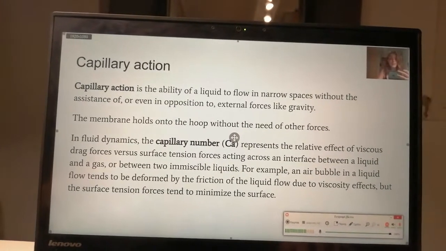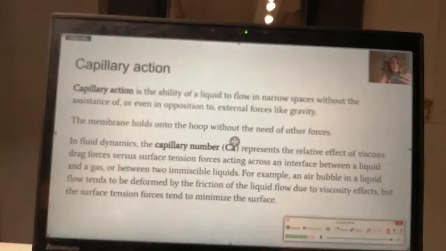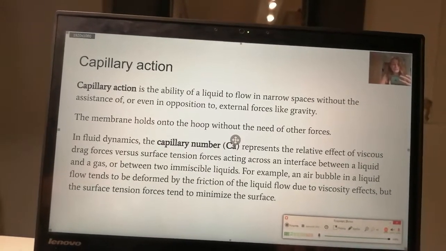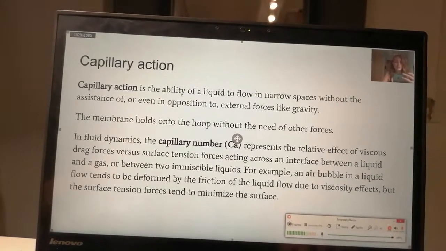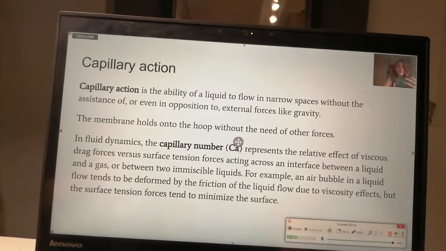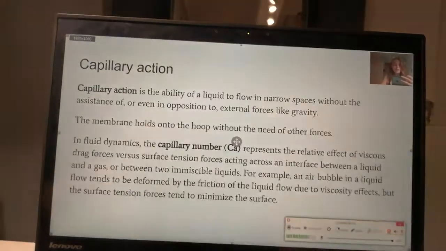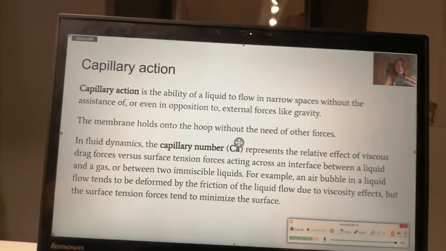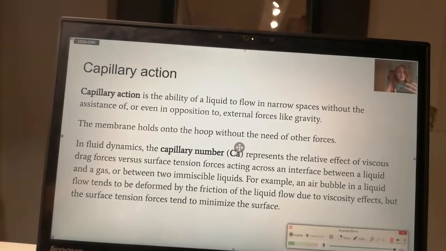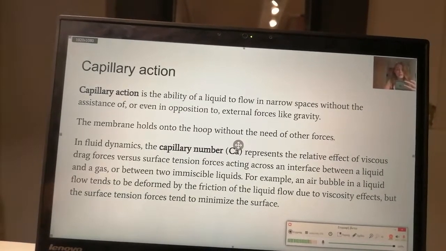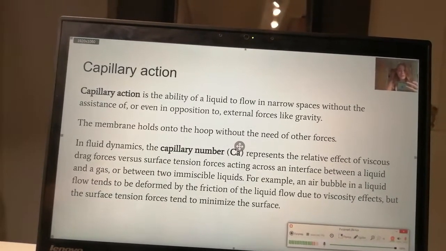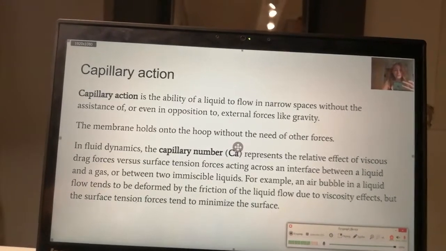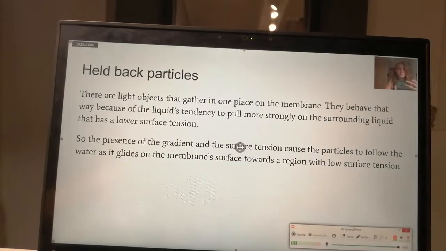In fluid dynamics, the capillary number represents the relative effect of viscous drag forces versus surface tension forces acting across an interface between a liquid and a gas or between two immiscible liquids. For example, an air bubble in a liquid tends to be deformed by the friction of the liquid flow due to viscosity effects, but the surface tension forces tend to minimize the surface.